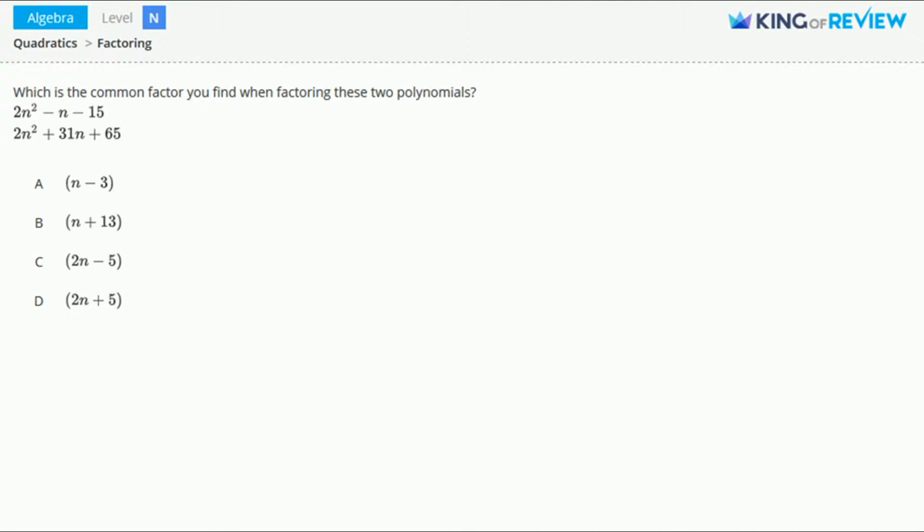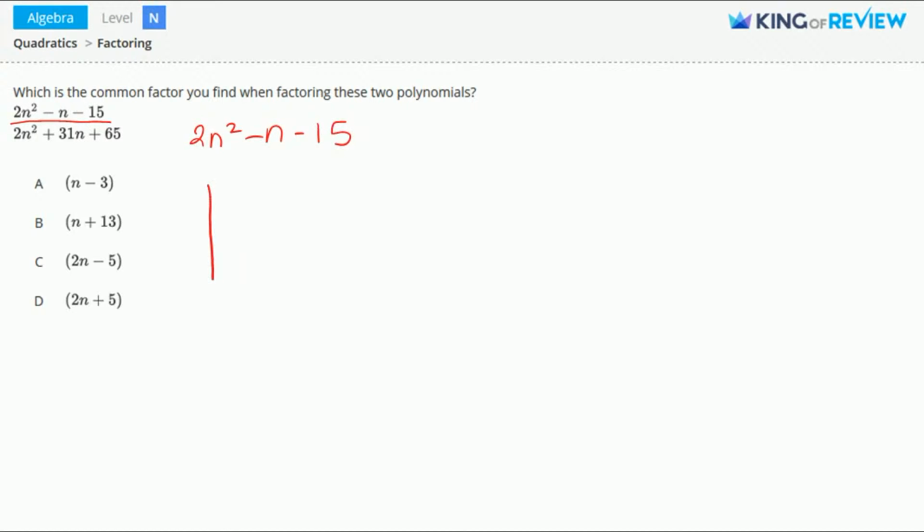Hi, this is King of Review. Which is the common factor you find when factoring these two polynomials, 2n squared minus n minus 15 and 2n squared plus 31n plus 65? Let's start by factoring this first polynomial here, and I'll do this factoring in red. So we have 2n squared minus n minus 15.